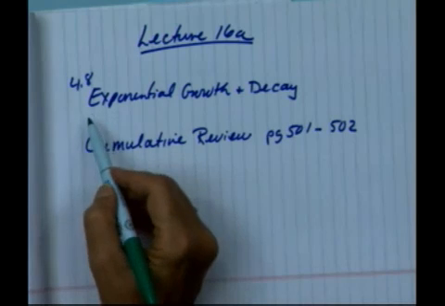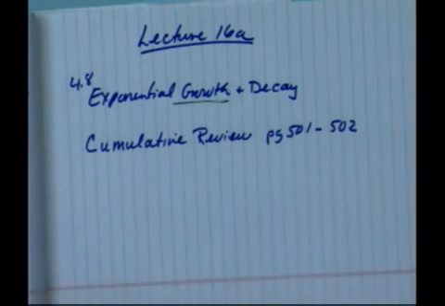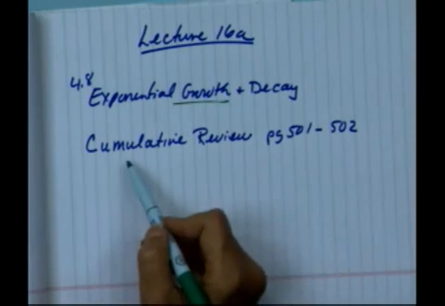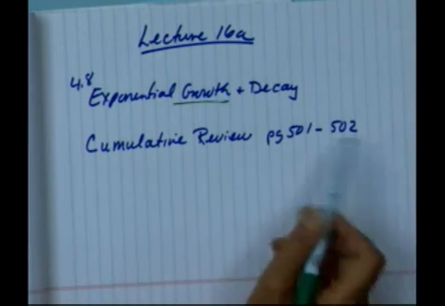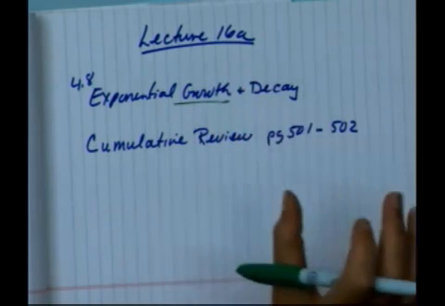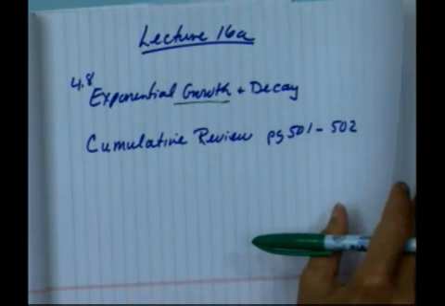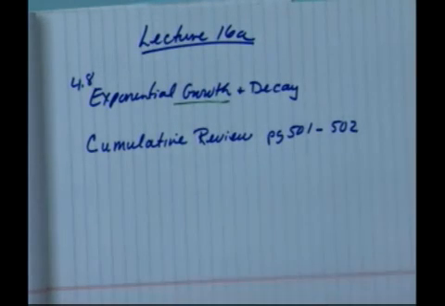All right, today we want to move on into 4.8, and we're going to look at some growth and decay, and then we're going to look at the cumulative review on pages 501 and 502. Hopefully all this gets done in 16A, and then when we start lecture 16B, we'll be into our trig, which is the rest of the semester.